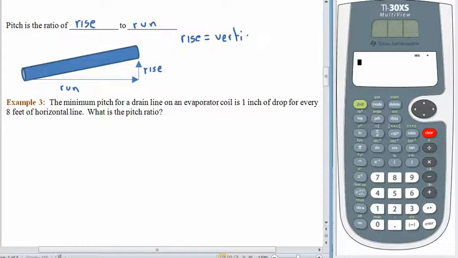So let's write that down. Rise describes a vertical distance, and run describes a horizontal distance.